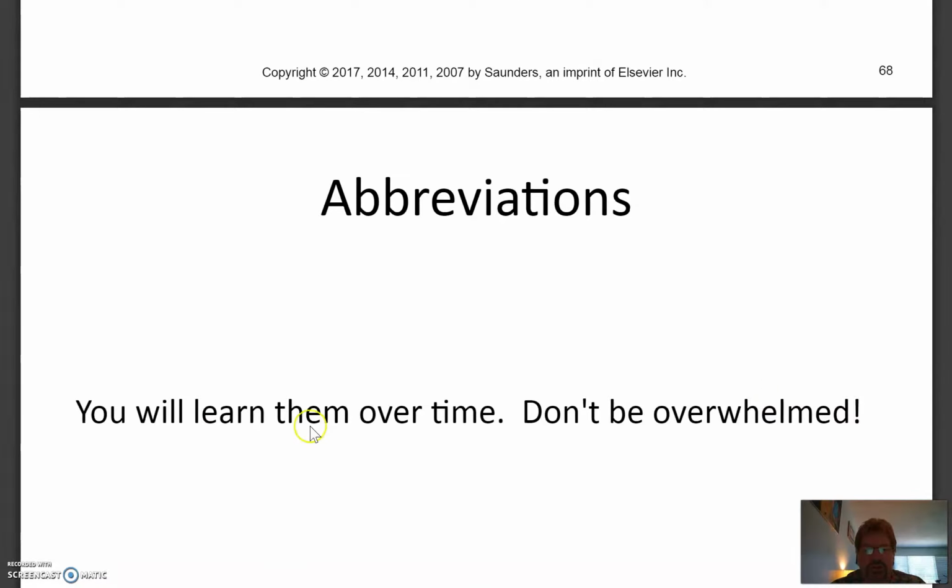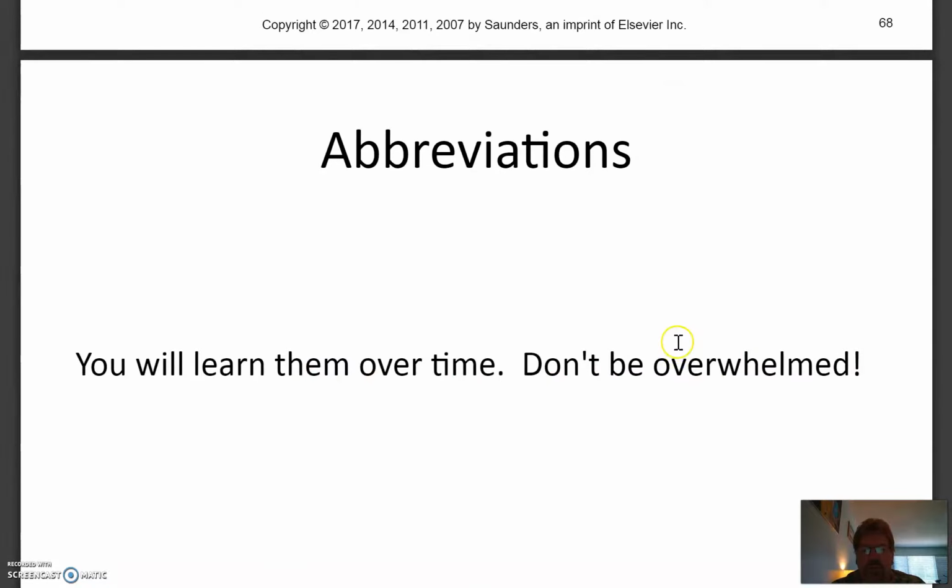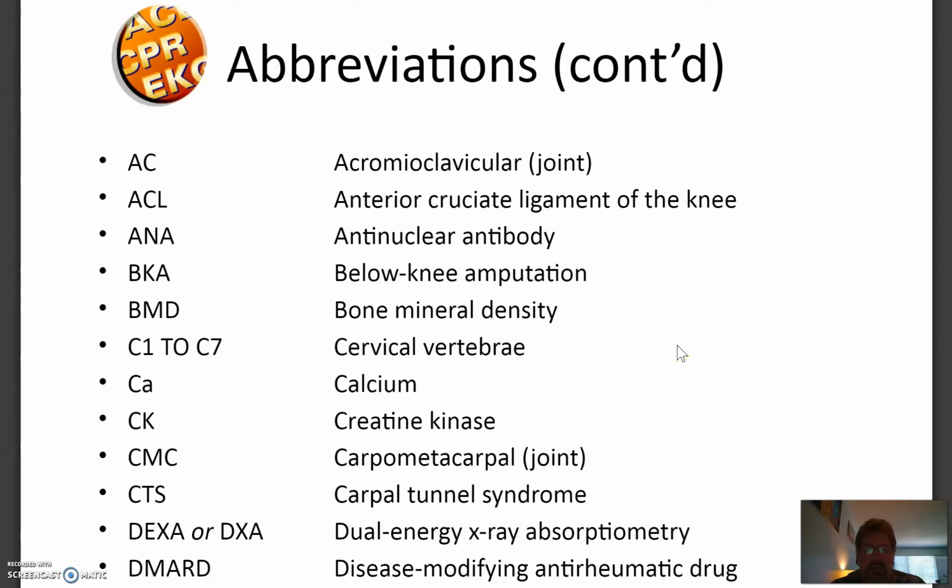Abbreviations. Dr. Awaya says you'll learn them over time. Don't be overwhelmed. I agree. AC is the acromioclavicular joint. It's these joints out here. ACL, anterior cruciate ligament. The one I mentioned, a lot of athletes have trouble with that and have to have it fixed. ANA, anti-nuclear antibody. BKA, below the knee amputation.